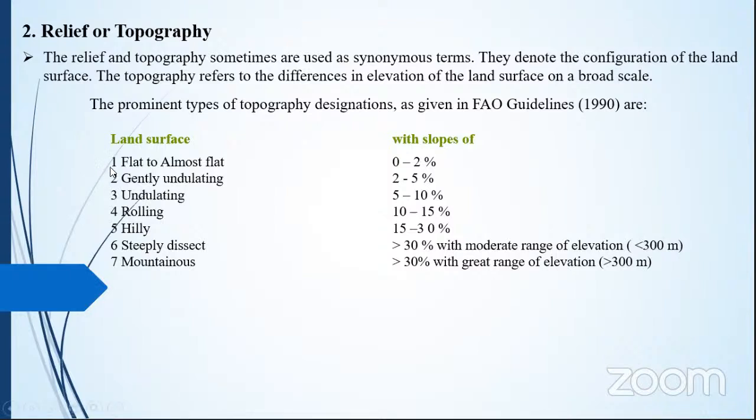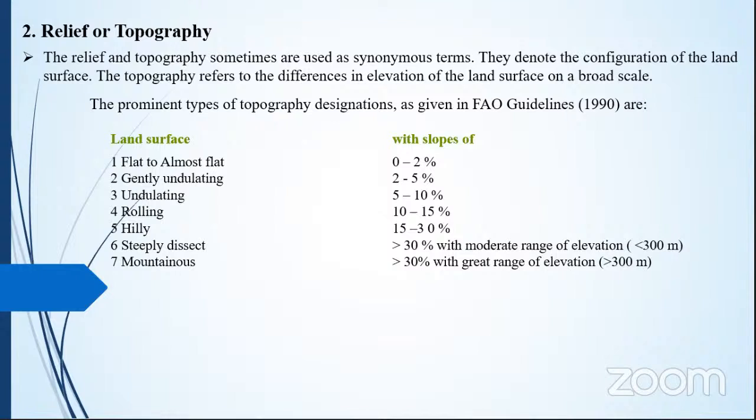What are those guidelines? If the surface is flat to almost flat, what should be the slope angle in percentage? It should be around 0 to 2%. Gently undulating, where there is not that much undulating surface area, is around 2 to 5%. Undulating is around 5 to 10%, and rolling, where complete ups and downs are there, is 10 to 15%. Hilly regions, very hilly regions, are 15 to 30%. And steeply dissected, with very deep cuts, is around 30%, with a moderate range of elevation.